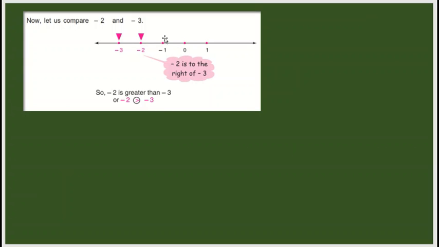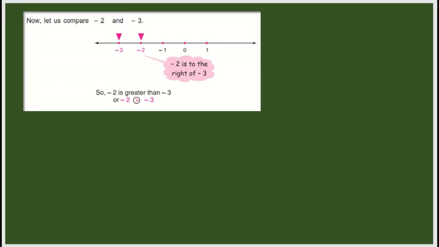Now let us observe a few more integers. Here minus 2 and minus 3 are both negative integers. I have taken a number line. Now observe the position of minus 2 and minus 3. Where is minus 2? It is to the right of minus 3. So as we said earlier, we can say that minus 2 is greater than minus 3. It can be written in symbolic form that minus 2 is greater than minus 3. We can also say that minus 3 is smaller than minus 2.